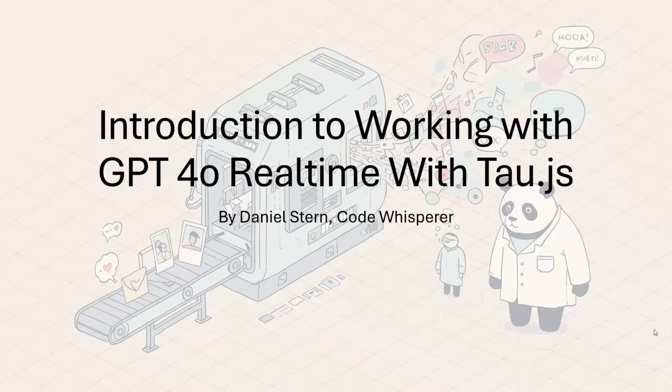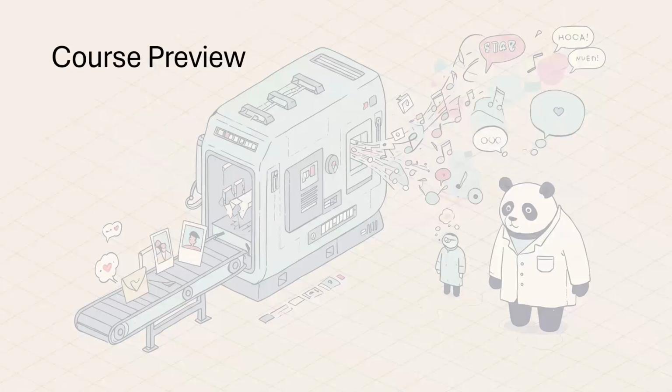In this course, we're going to learn to use this very crazy technology called GPT 4.0 Realtime, which is a technology we can use to build real-time voice apps like customer service, automated salespeople, video game NPCs, you name it. And we're going to use it with a special technology I invented called Tau.js. So let's have a preview of what we're going to cover in the upcoming lessons.